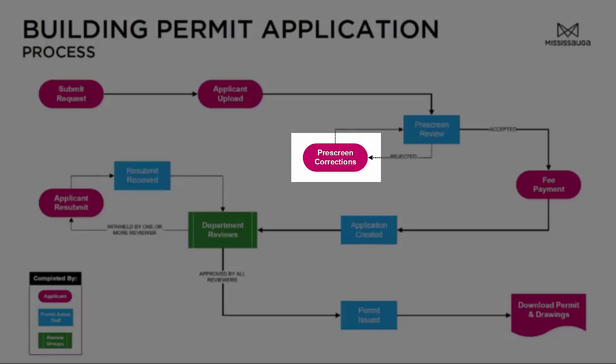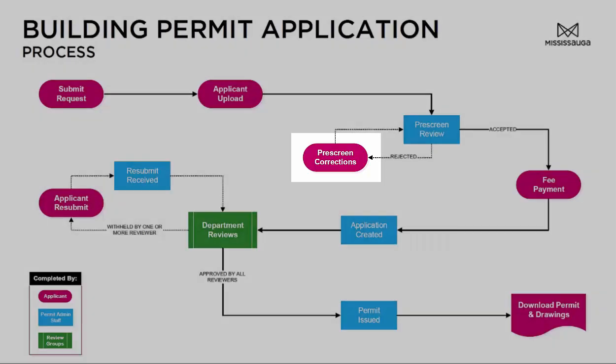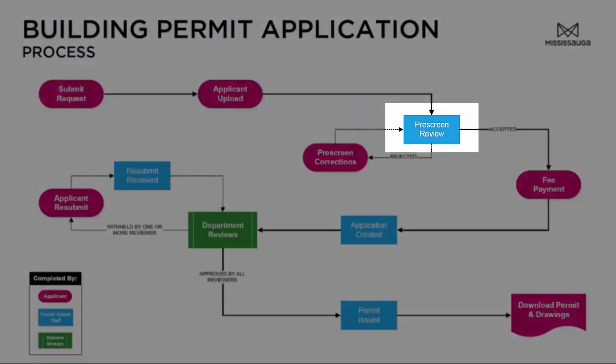The applicant will be notified that they have a task and will have to log into ePlans to view the deficiencies and provide the requested information. Once the applicant has uploaded the requested information, they will complete the task and the workflow will move back to pre-screen review. Once again, the applicant will receive a confirmation email upon completing their task.